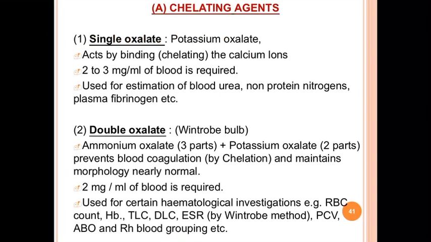Second is double oxalate, in the Wintrobe's bulb. Its content is ammonium oxalate 3 parts and potassium oxalate 2 parts. It prevents coagulation and maintains morphology nearly normal. The mechanism of action is the same, by chelation. 2 mg per ml of blood is required and it is used for certain hematological investigations. Examples: RBC count, hemoglobin, total leukocyte count, differential leukocyte count, ESR by the Wintrobe's method, PCV, blood grouping, ABO blood grouping and Rh blood grouping.